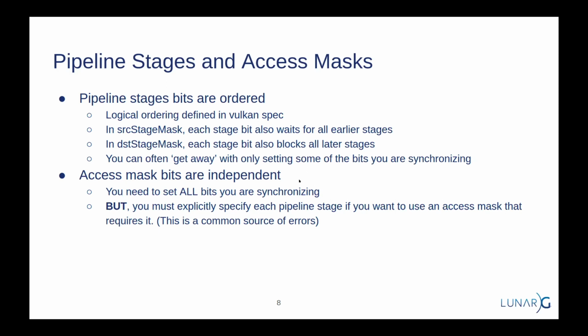And then the access mask bits are independent. There may be multiple bits associated with each pipeline stage. You may not need to flush or invalidate them all as part of your command. But there's validation that says you must specify each pipeline stage that's associated with the access mask you want to use, or you'll get errors. So you should always try to include all of the pipeline stages and access mask bits that you need explicitly, and not rely on the ordering behavior of the pipeline stages.